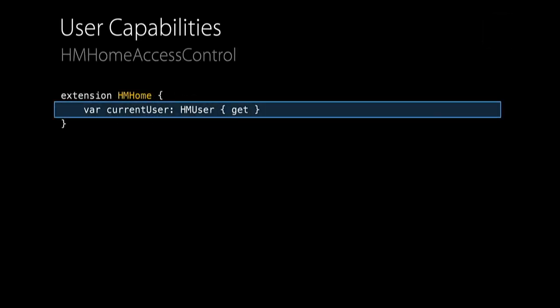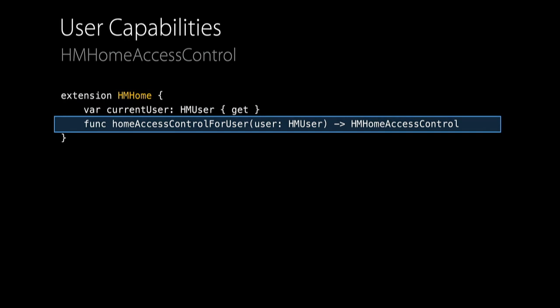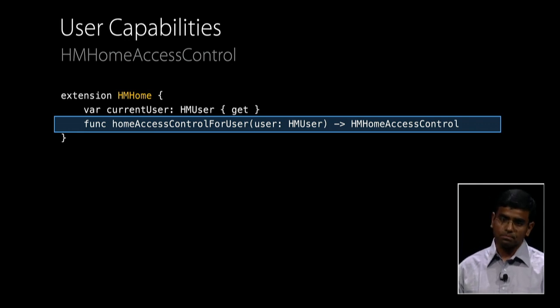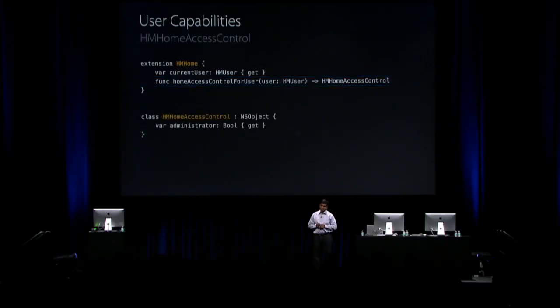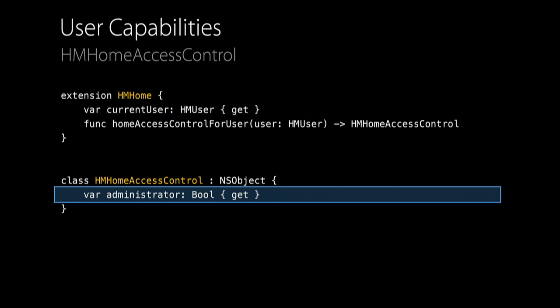So on a HM home, we're adding a new property, current user. That represents the currently signed in user on that device. You can use this and pass it along to a new method on HM home, home access control for user. That returns a HM home access control object which encapsulates the privileges of that user. Let's see what this class looks like. It has an administrator property that will be set if you are the administrator of the home. So now you can update your apps and use this property and show only relevant features for that user.